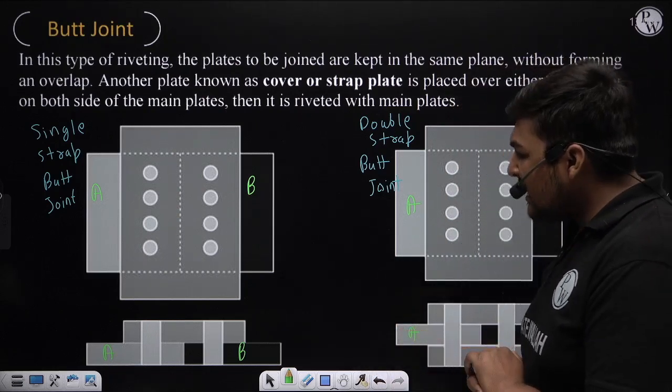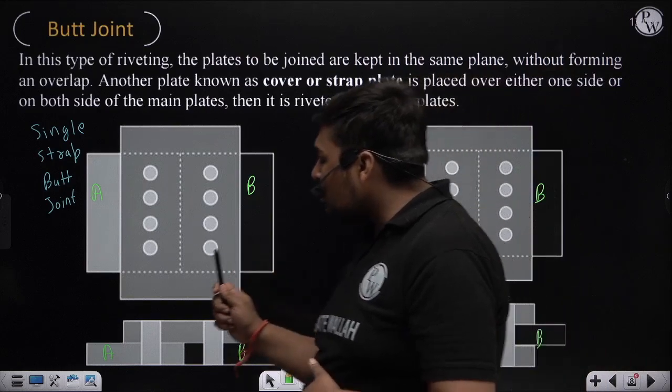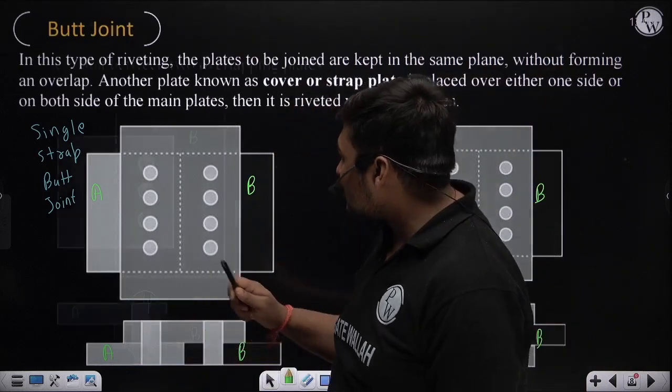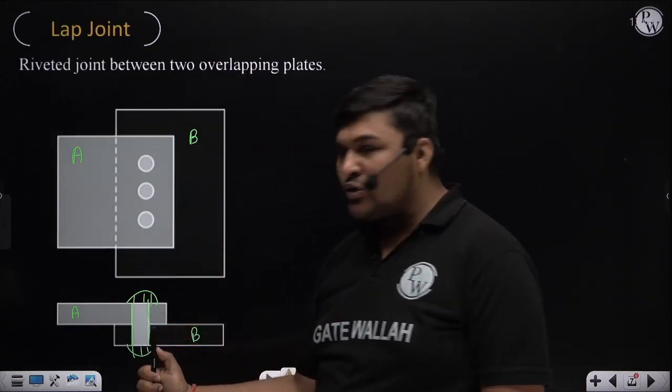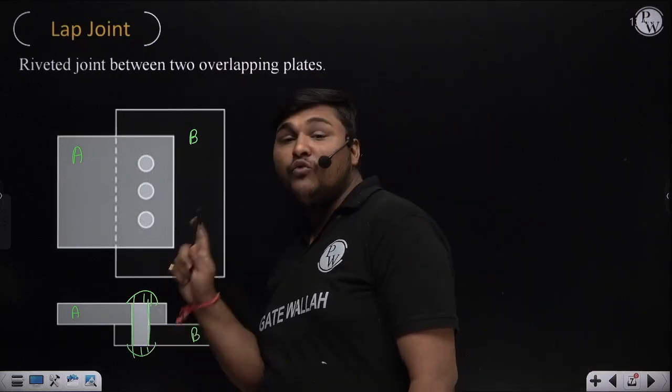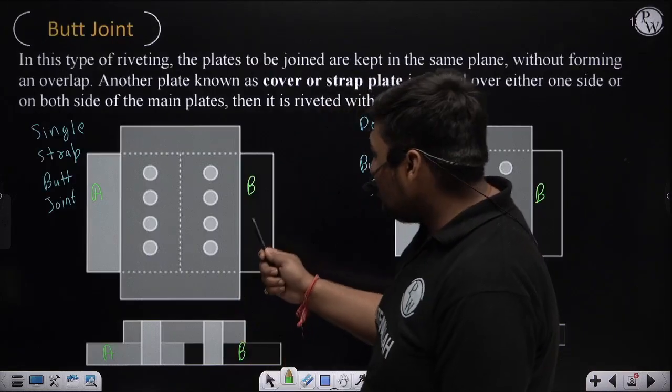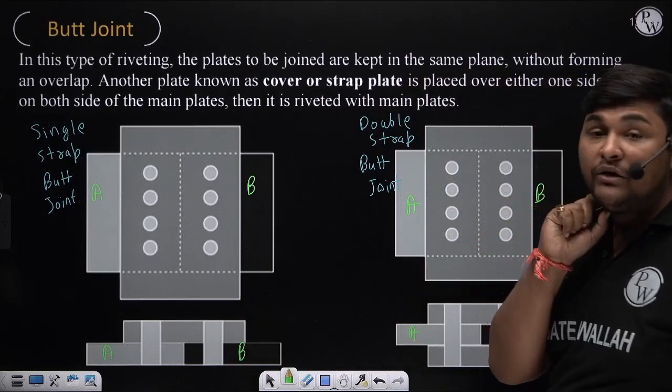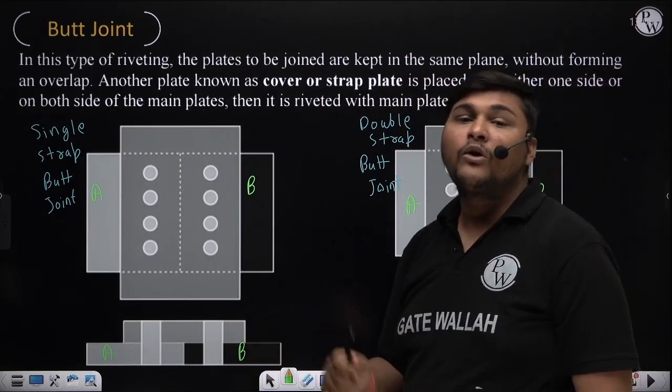If I ask how many rows of rivet have been made, this is known as rows. In lap joint you can see this is a row. And here I have used only one row of rivet. Here you might say, sir, here I am using two rows of rivet. No, here also I am using one row of rivet.